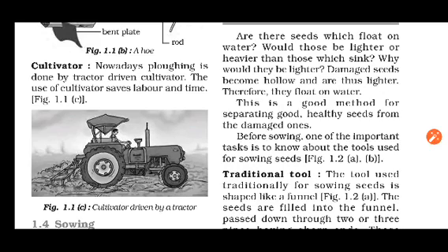But nowadays what is happening? The cultivators have taken place of simple plows, and these cultivators are very large. They are factory made and they are generally made of iron and they are driven by tractors because they are so heavy that they cannot be driven by animals. So cultivators are driven by tractors because it saves labor and time.